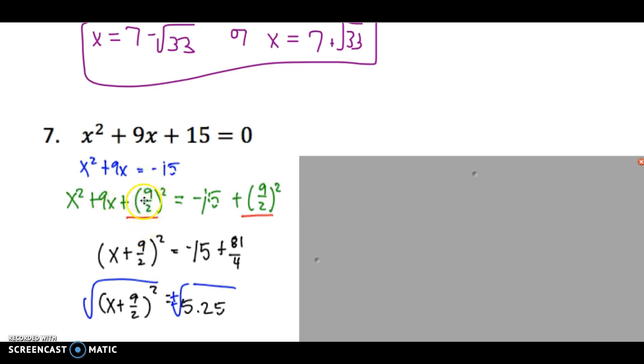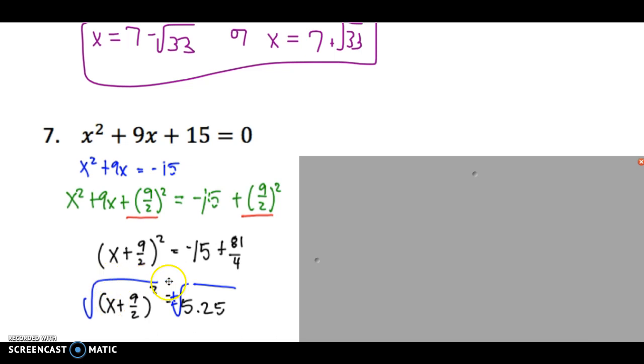What we have here is 9 halves squared, and then we had to add 9 halves squared to the other side of the equation. So if you leave it alone, you can just put (x plus 9 halves) squared as your perfect square trinomial, equals negative 15 plus 81 over 4, because 9 halves squared is 81 over 4, correct? So we take the square root of each side, and negative 15 plus 81/4 is 5.25.